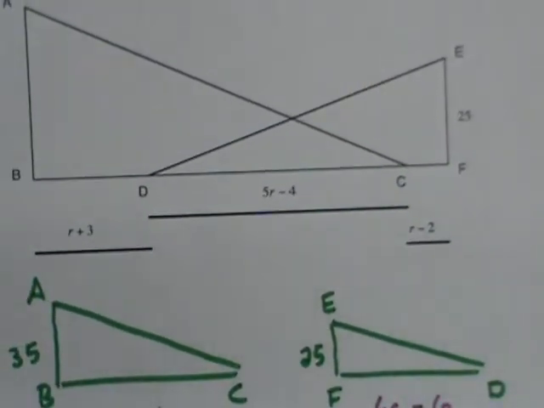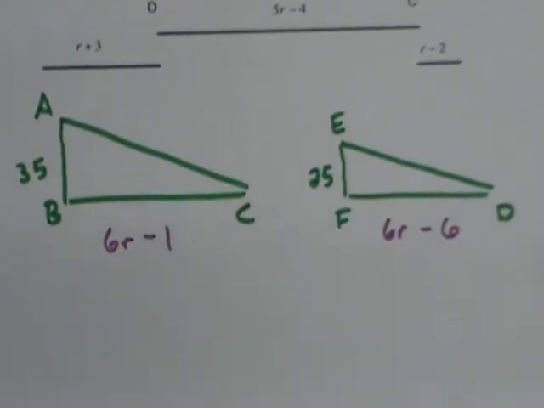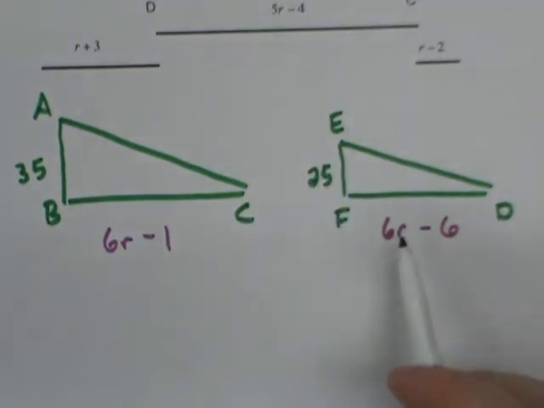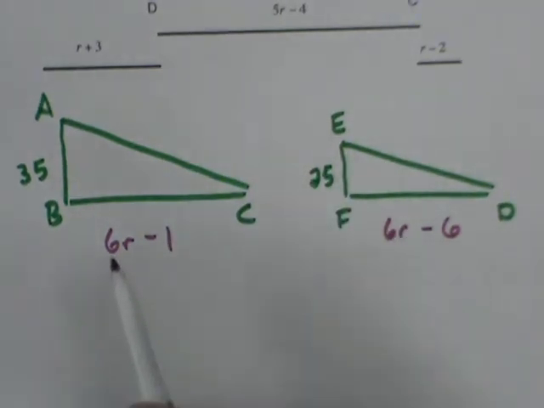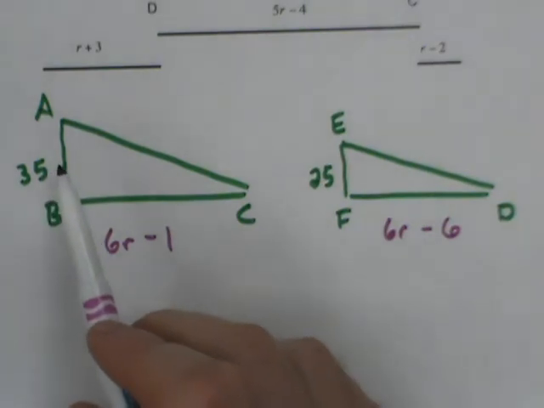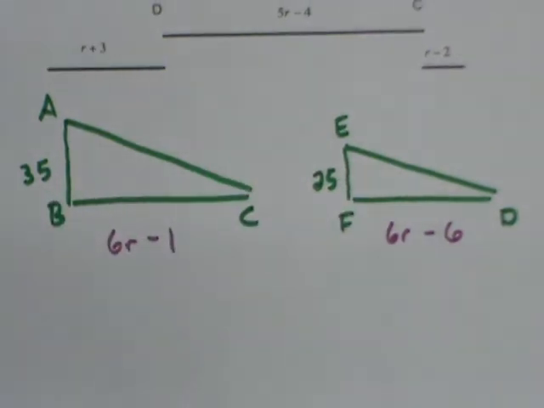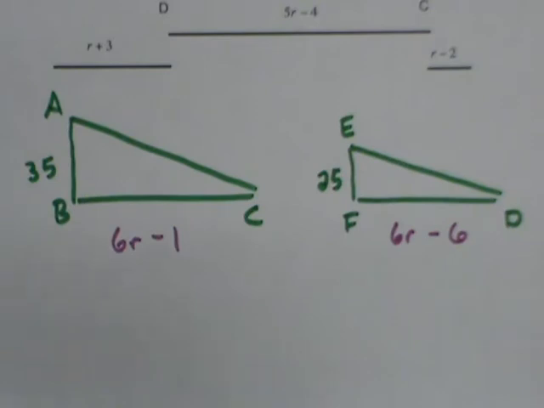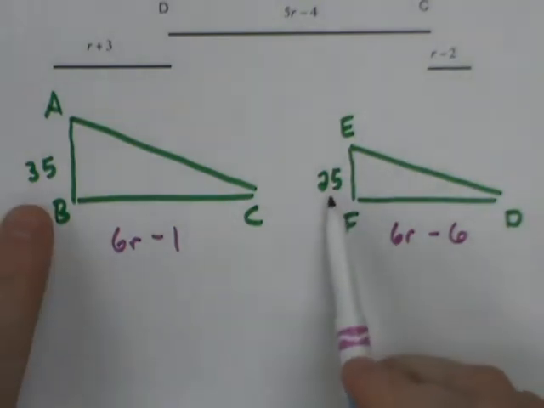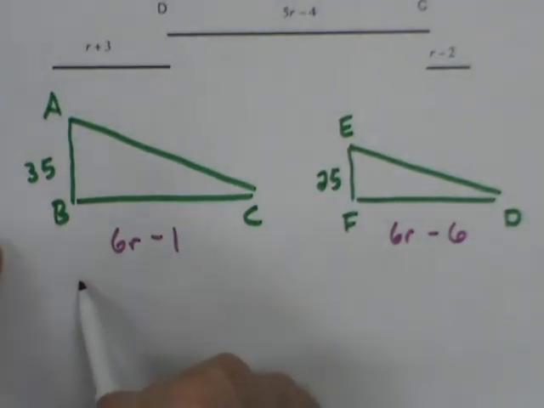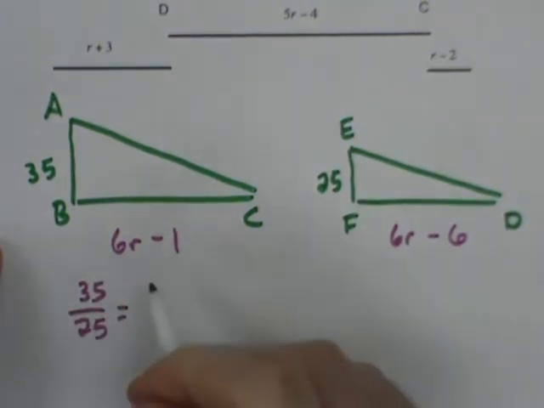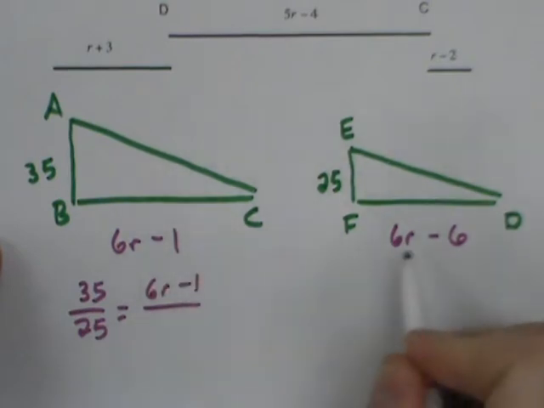When I set up the proportion, it shouldn't be that confusing. It's just going to be a vertical to a horizontal as a vertical is to a horizontal. You may want to do it a different direction. You could say vertical for the big triangle is to vertical for the little triangle, as horizontal for the big triangle is to horizontal for the little triangle. Just be consistent when you set up a proportion. I'm going to go with these 2 numbers to show you a different idea here. If I say 35 is to 25, as 6R minus 1 is to 6R minus 6.